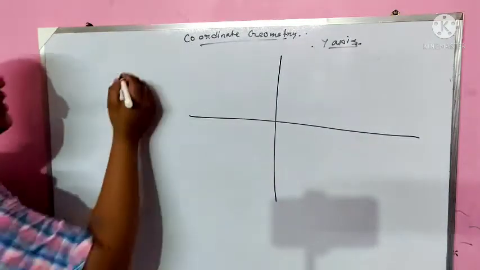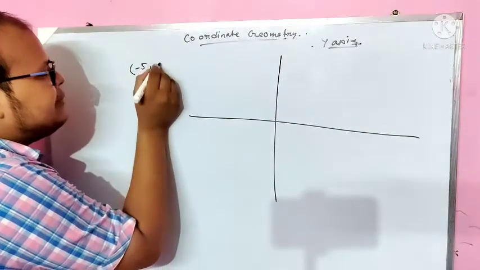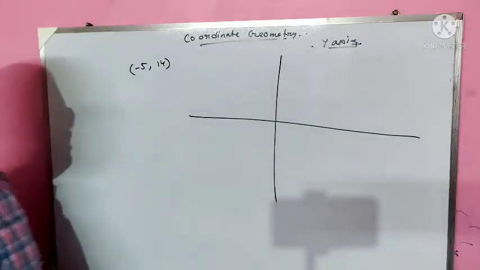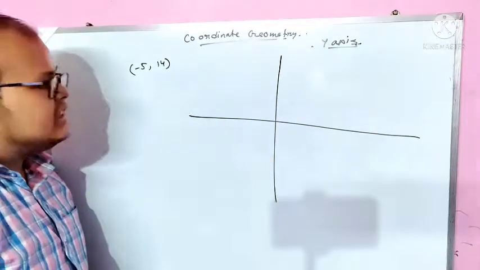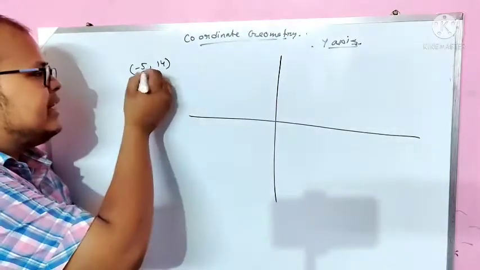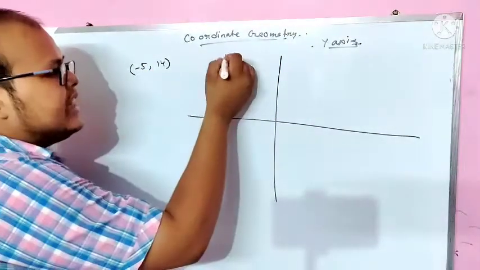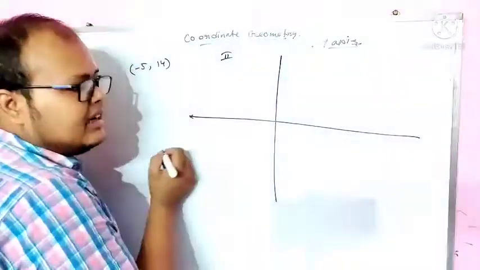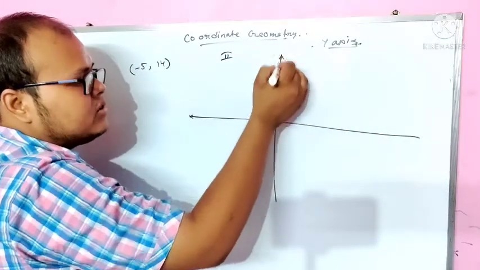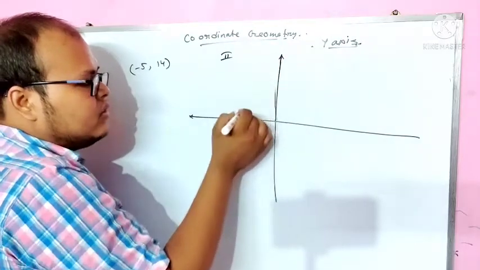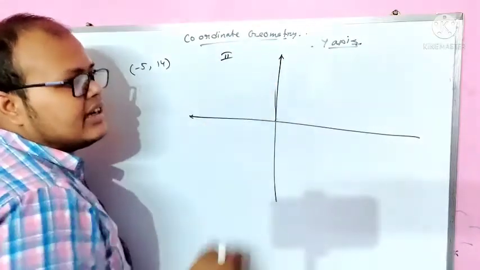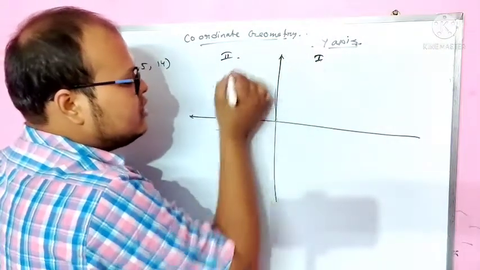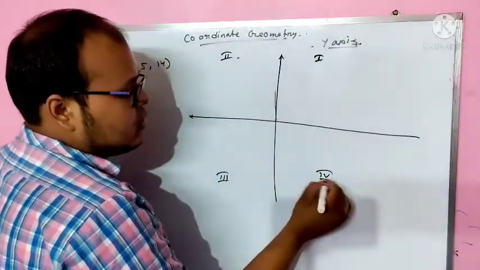Suppose I have to plot minus 5 comma 14 in the Cartesian plane. First of all, I have to decide in which quadrant this point will lie. Since it is minus comma plus, it will lie in the second quadrant, as x is negative and y is positive, so it will go upside. As we know, the numbering starts from here: 1, 2, 3 and 4.